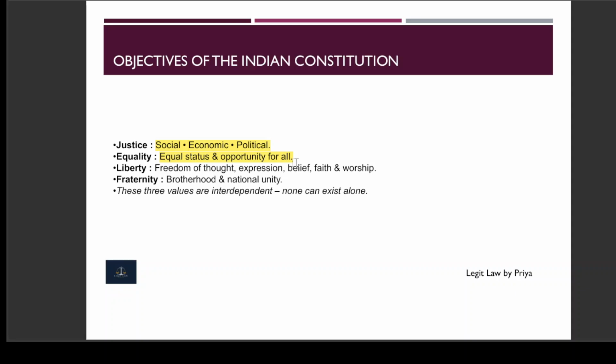Now coming to liberty. Liberty means freedom of thought, expression, belief, and worship, which means you have freedom to do everything but with some simple restrictions. Whereas coming to fraternity, it builds brotherhood and ensures dignity and national unity. Fraternity is nothing but that we should all be together, promote brotherhood, and ensure that there is dignity and unity among all of us.